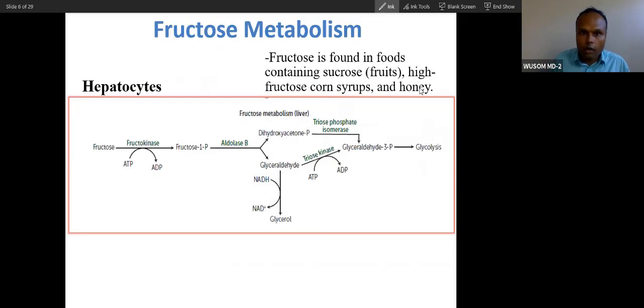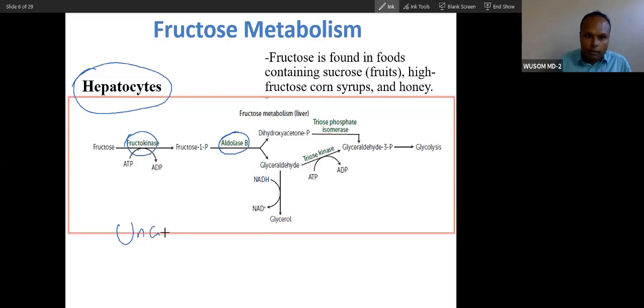Now let's talk about fructose metabolism. We are talking about this metabolism in the context of the hepatocyte, because the hepatocyte has special enzymes for metabolizing fructose. These two essential enzymes are fructokinase and aldolase B. Because of these two enzymes, fructose metabolism is an uncontrolled metabolism.